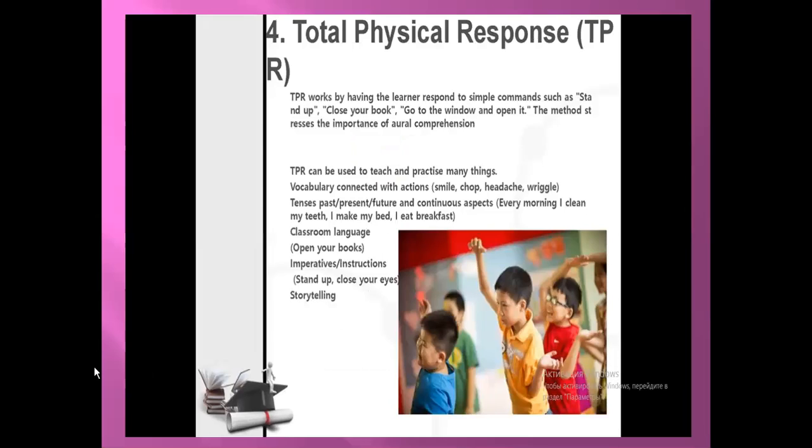The fourth one is total physical response. TPR works by having the learner respond to simple commands such as stand up, close your book, go to the window and open it. The method stresses the importance of oral comprehension.